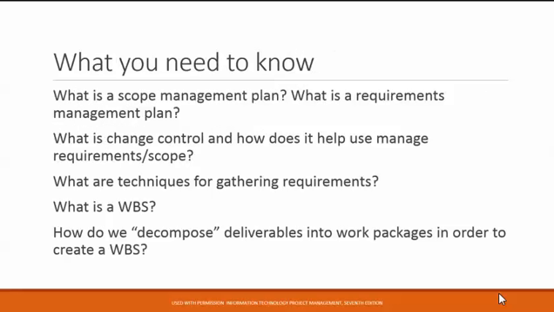So here are the things that you need to know in terms of scope management. You want to know what is a scope management plan, and what is a requirements management plan? What is change control? And how does change control help us manage requirements and scope? And how does change control help us manage the triple constraint? What are techniques for gathering requirements? There are a number of them. What are some of them, and when is it effective to use certain techniques?